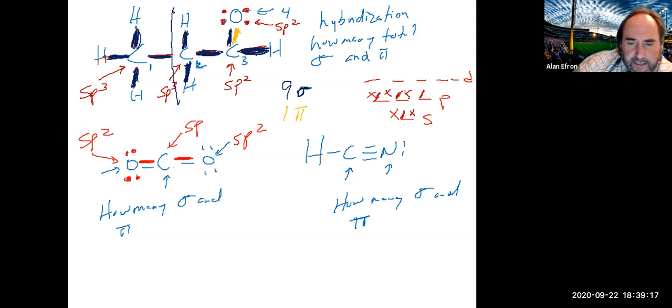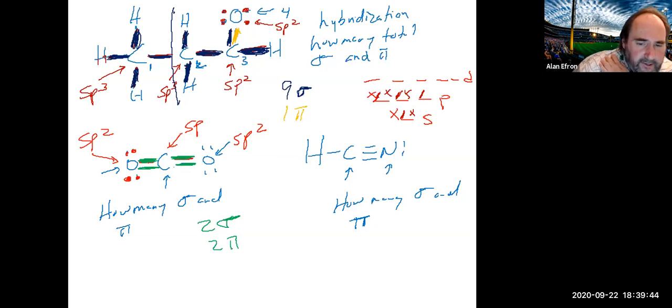Question on those there? And in terms of sigma bonds, I got a sigma bond there, part of my double bond, and I got another sigma bond right there. So this guy would have 2 sigma bonds total. He would also then have 2 pi bonds as well. Question on that one there?